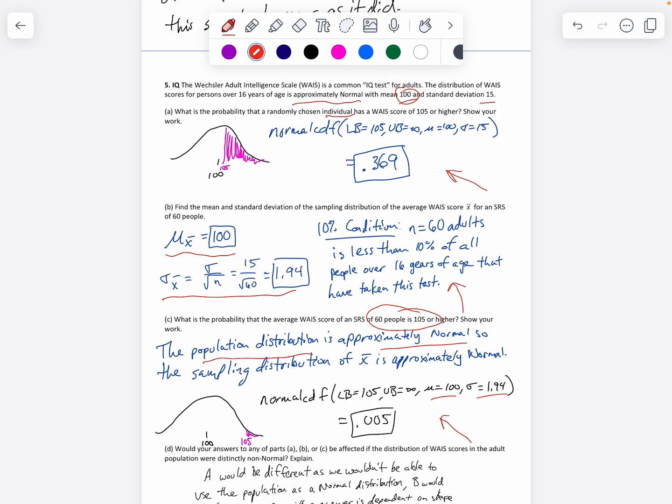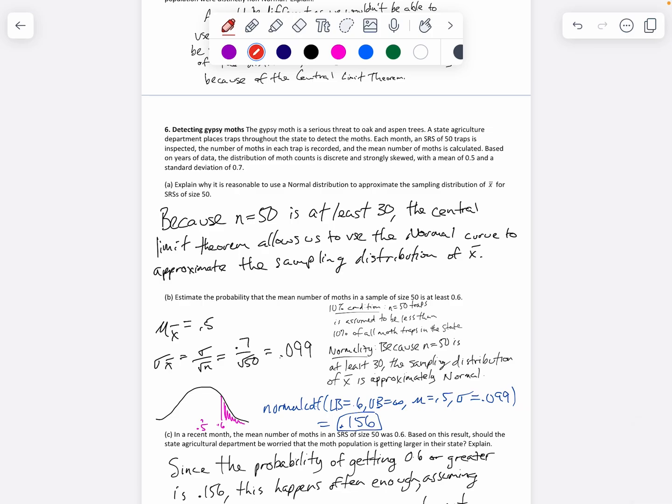We would not be able to do a normal curve in letter A, because if we didn't know the population was approximately normal, A's sample size is just 1. That's not 30, right? So we can't do letter A unless we know that the population is approximately normal. C we can still do. Sample size at least 30, we're good.